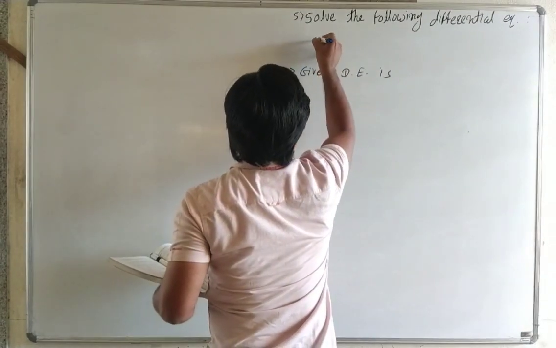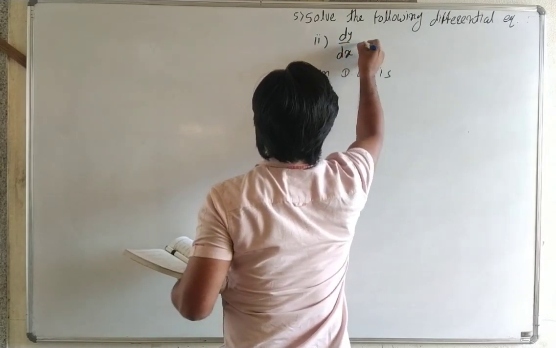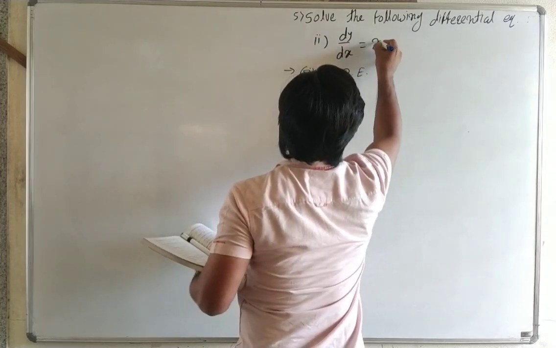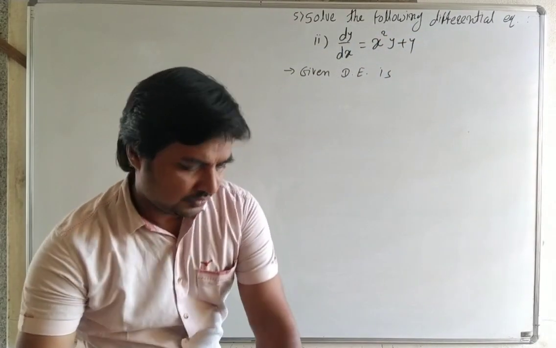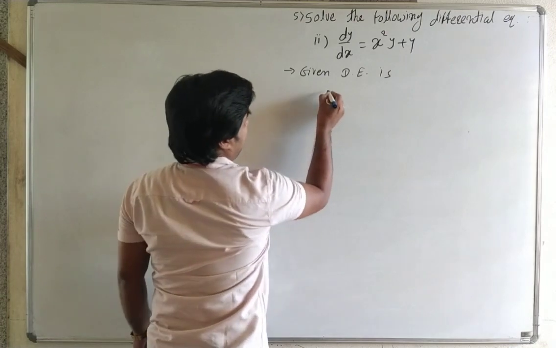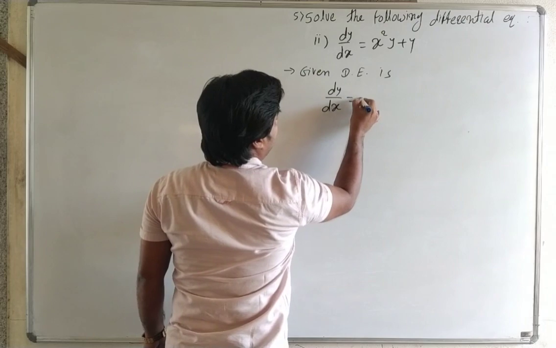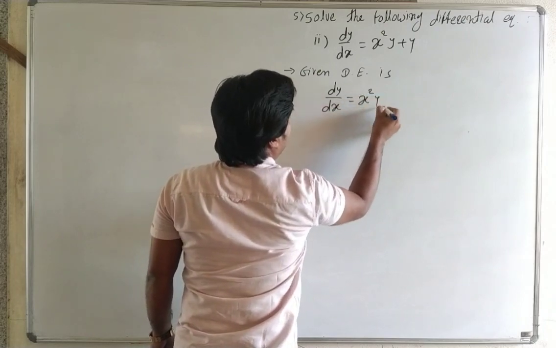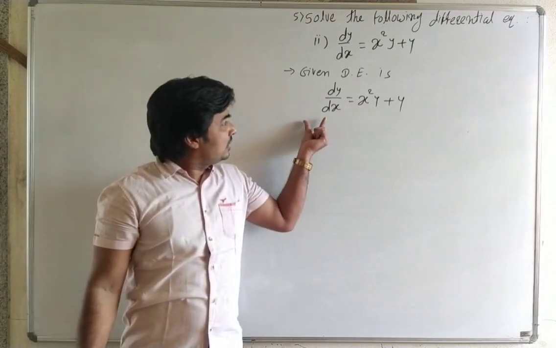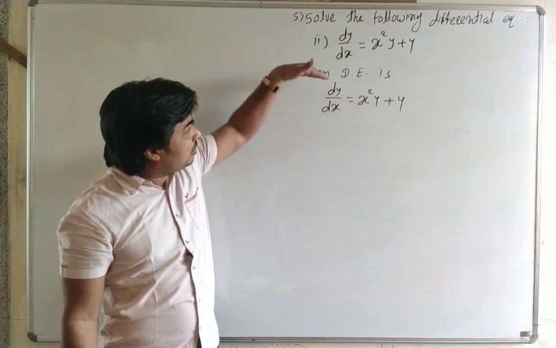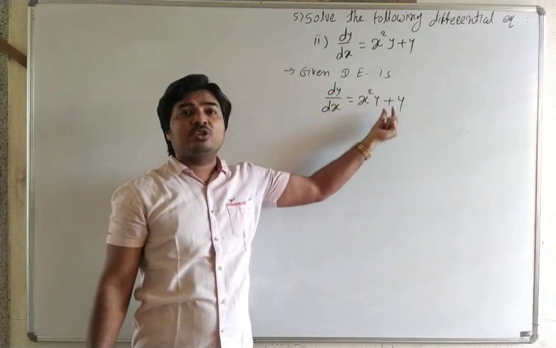The second example: dy by dx is equal to x square y plus y. Here the given differential equation is dy by dx is equal to x square y plus y. Okay, and here now this equation is in the variable separable form. When we take y common, it is y into x square plus 1.